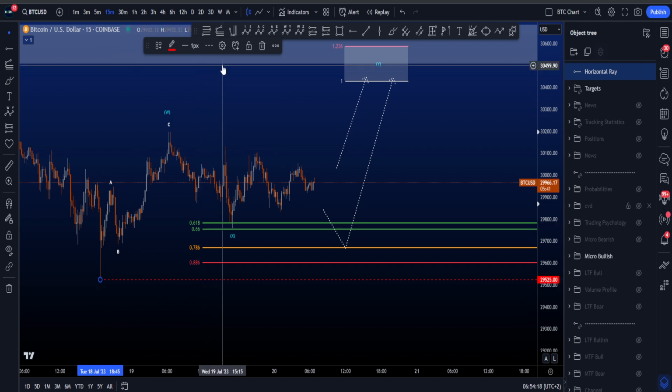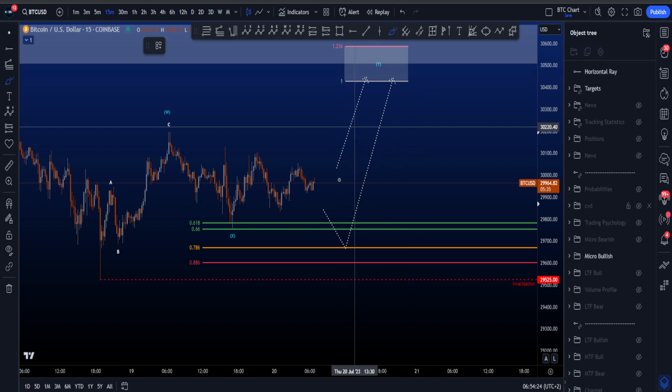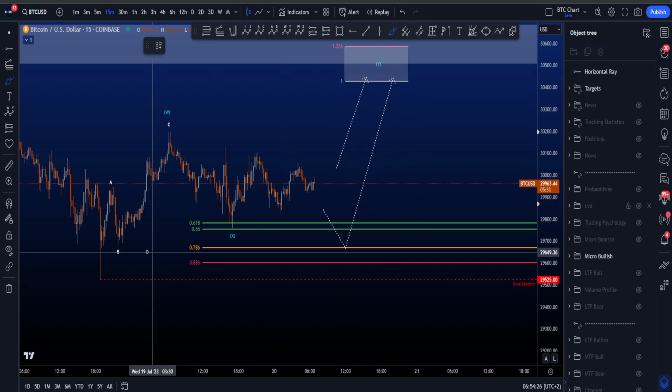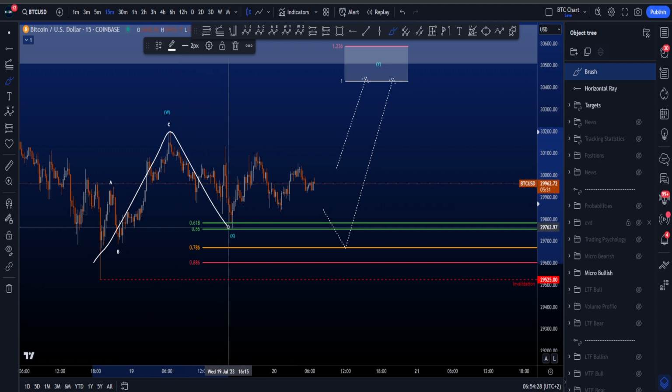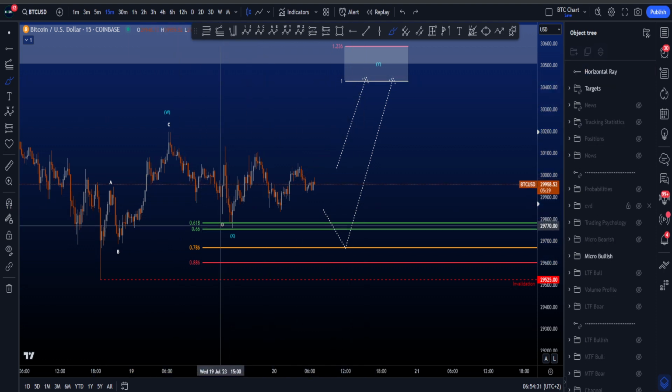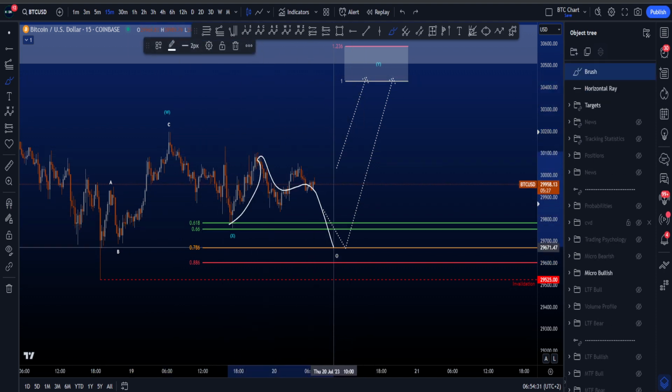The invalidation of this scenario, or well, invalidation at the moment would be 29.5k. But if we think about a flat scenario, then you're thinking about a WX, and if this is already a wave Y, then the flat can be an A, B, C.